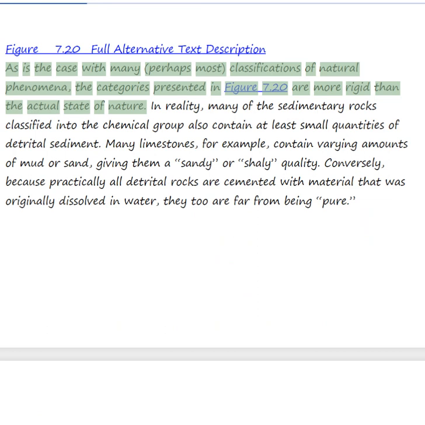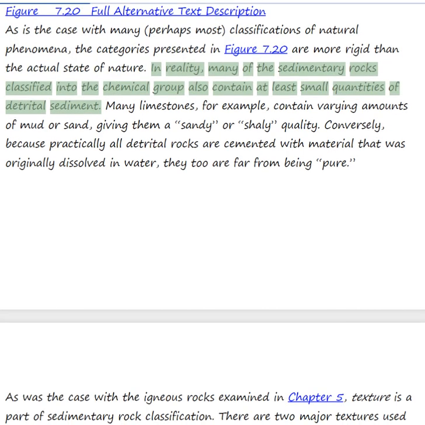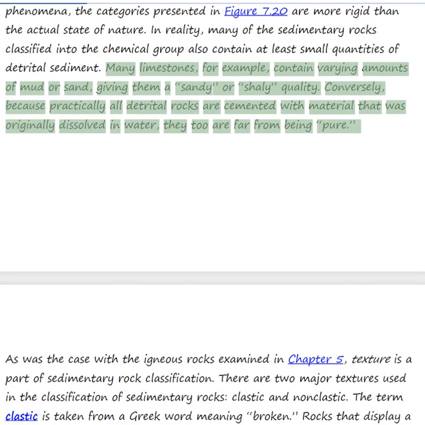As is the case with many classifications of natural phenomena, the categories presented in Figure 7.20 are more rigid than the actual state of nature. In reality, many of the sedimentary rocks classified into the chemical group also contain at least small quantities of detrital sediment. Many limestones, for example, contain varying amounts of mud or sand, giving them a sandy or shaly quality. Conversely, because practically all detrital rocks are cemented with material that was originally dissolved in water, they too are far from being pure.